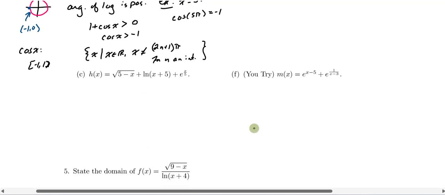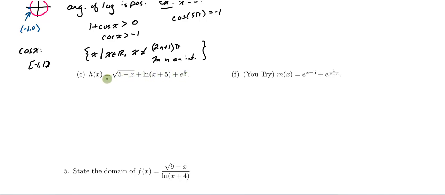Let's look at this problem right here. Here we've got a few different problematic operations. We've got a radical, in fact this is an even-powered root, a square root, and then we've got the natural log. So let's break it up into various cases like we did before.